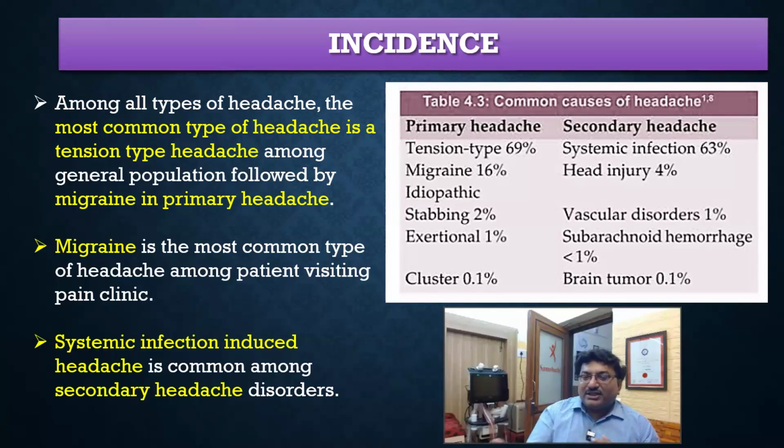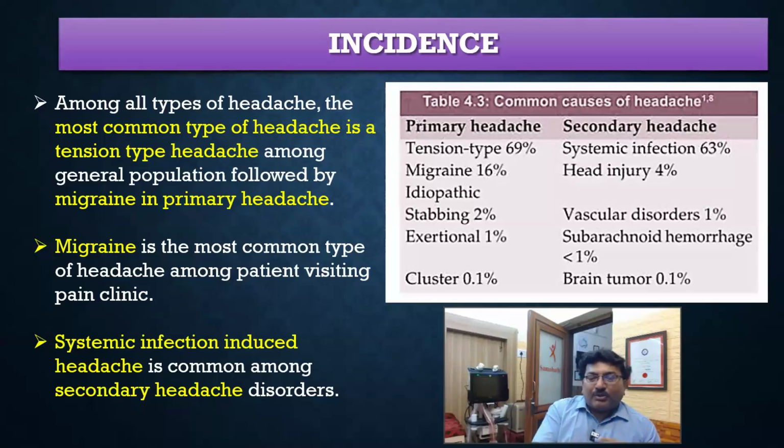But in society, the most common type of headache is the tension type headache, which is around 69%. Migraine is around 16%. Then idiopathic stabbing headache is like 2%, exertional 1%, cluster headache 0.1%. So it is further uncommon. Among the secondary headache disorders, the most common is systemic infection, around 63%, followed by head injury, which is 4%. Vascular disorder contributing to headache is around 1%. Subarachnoid hemorrhage is less than 1%. Brain tumor is 0.1%. Okay, so these are the main things.